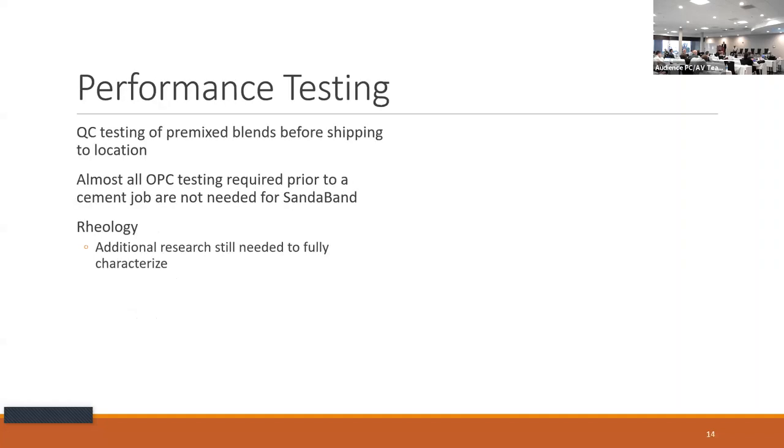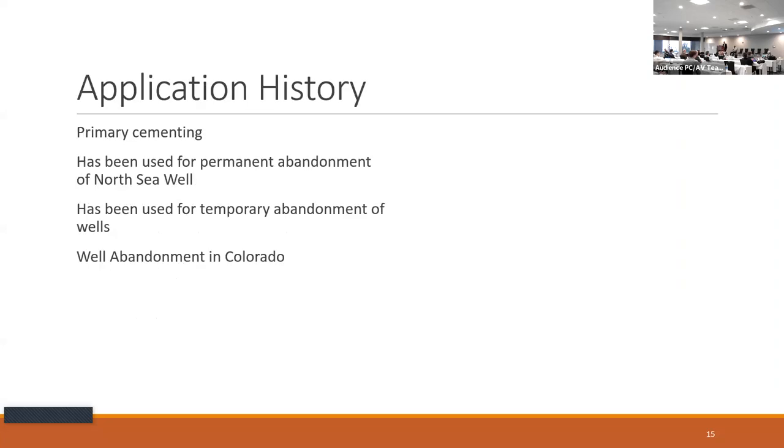Performance testing, QC testing probably needs to be done on the premixed blends before shipping to location. Almost all ordinary Portland cement testing required prior to a cement job is not needed. That's actually an advantage because, again, it never sets up, and we probably know the general viscosity of all of this one system. So application history: it's been used in primary cementing in one particular well. It's also been used as an abandonment product. I also know it's been recently used in Colorado as a simple abandonment system where they can just pump it into a well and walk away from it, and it's working very well.